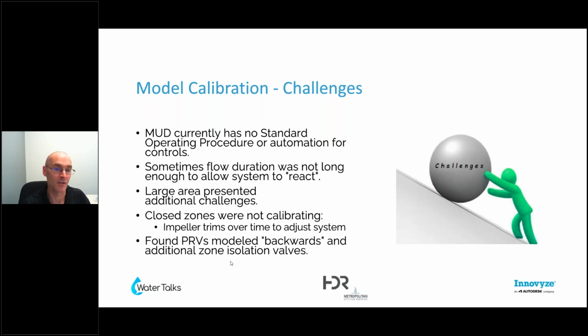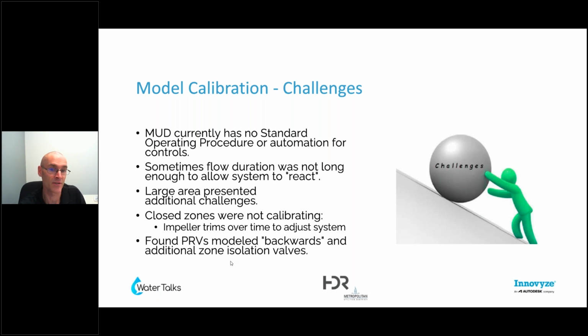For example, zone 2 had 12 large constant speed pump stations pumping into the zone. So we went back to the client and asked, was there anything done, or have you done anything to adjust? And lo and behold, they went around and trimmed the impellers on basically every pump in every pump station to get the system to work. So that obviously threw a monkey wrench into the calibration.